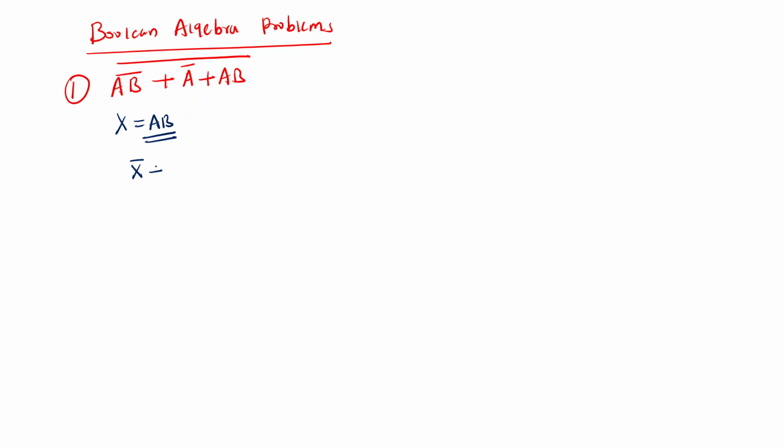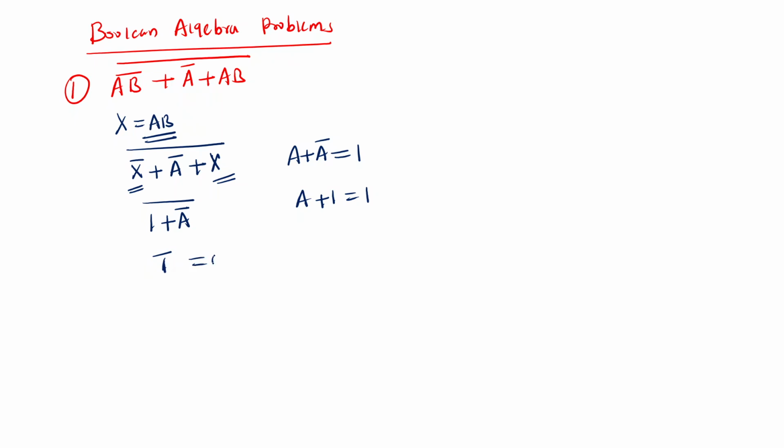So taking x equal to AB, what I am getting? x bar plus A bar plus x, since AB is x, and this is whole bar. So this is x bar, this is x. We know that from OR law, x bar plus x equal to what? 1, no? So this is (1 plus A bar) whole bar. From OR law, you know that A OR 1 equal to 1. So this is nothing but 1 bar. And 1 bar equal to what? 0.